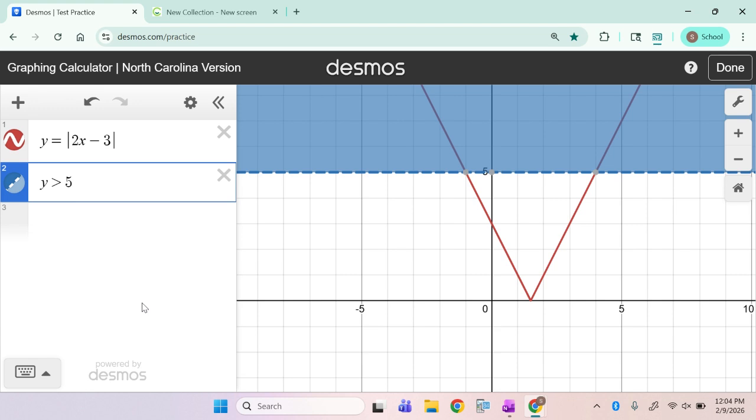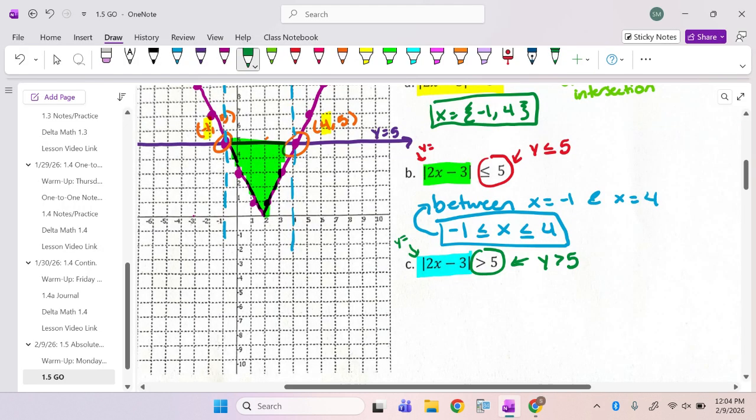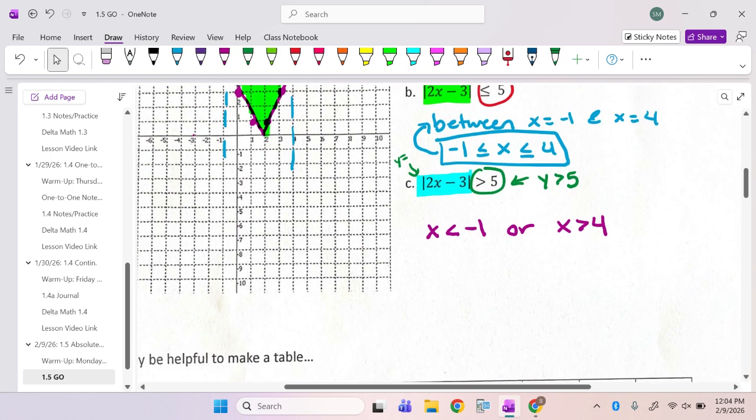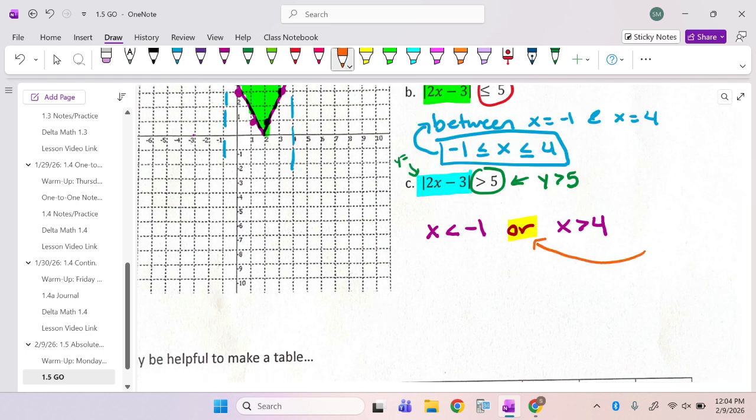All right? So we don't write this as what we call a compounded inequality, which is what we just wrote. We're going to write this as what we call an OR statement. So we're saying that x has to be less than -1 or x has to be greater than 4. Now, when it comes to OR statements, OR means at least one is true.